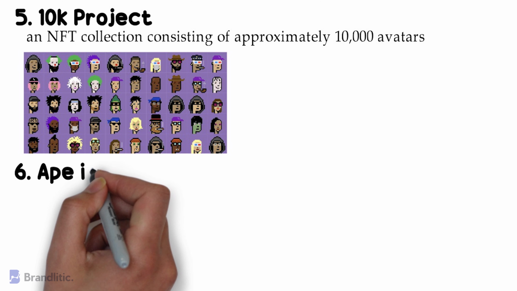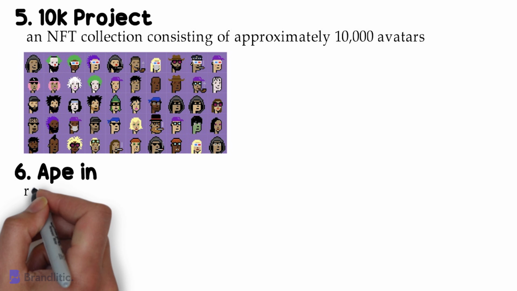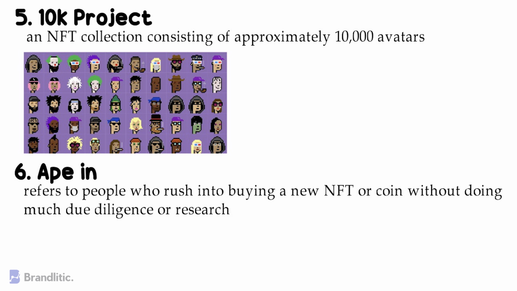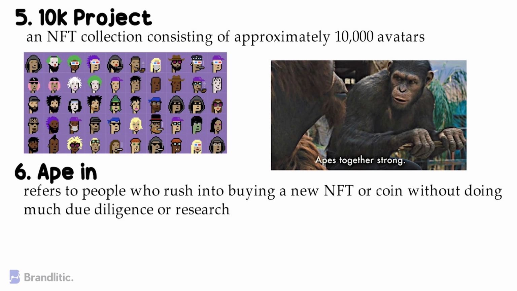Number 6. Aping. Now, aping is usually referred to people who rush into buying new NFTs or coins without doing much due diligence or research. This term originated from the Apes Together Strong meme, and it is, however, always advised not to ape into any of the projects without having proper research and understanding of what you're buying.